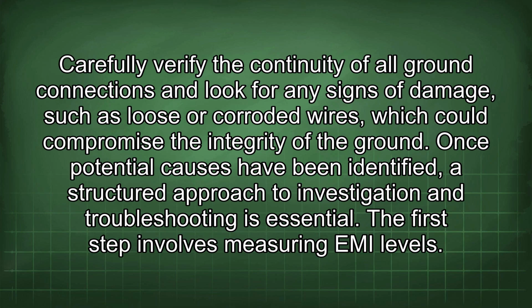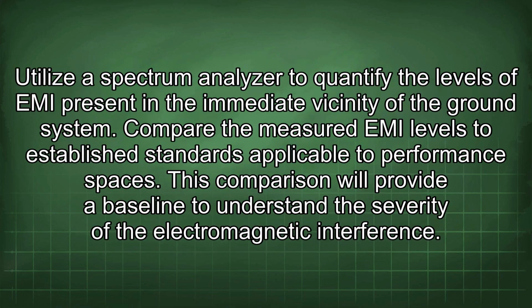Once potential causes have been identified, a structured approach to investigation and troubleshooting is essential. The first step involves measuring EMI levels. Utilize a spectrum analyzer to quantify the levels of EMI present in the immediate vicinity of the ground system. Compare the measured EMI levels to established standards applicable to performance spaces. This comparison will provide a baseline to understand the severity of the electromagnetic interference.